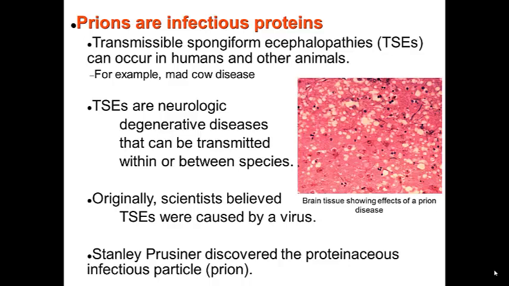TSEs are neurologic degenerative diseases, and they're easily transmissible by the consumption of tissue that has been infected with a prion. Originally, scientists believed that TSEs were caused by viruses, but Stanley Prusiner discovered the prion, which is short for a proteinaceous infectious product.